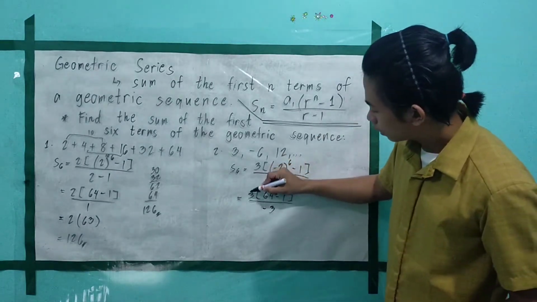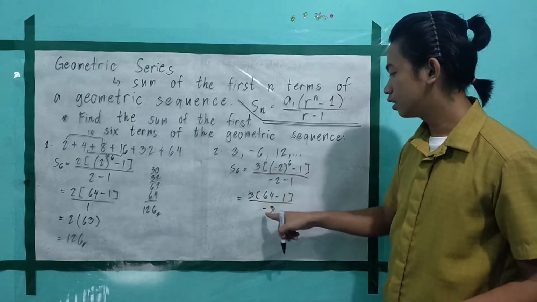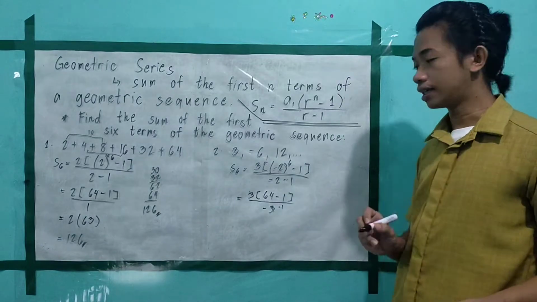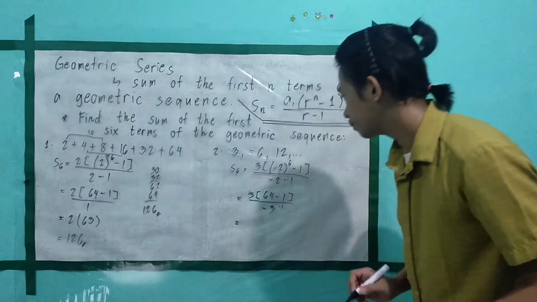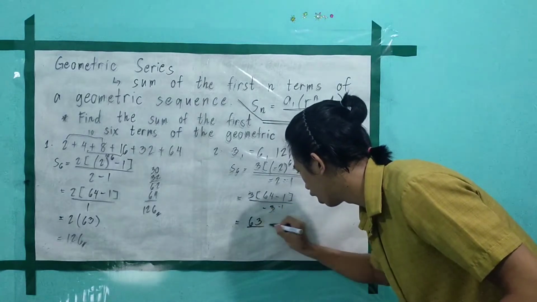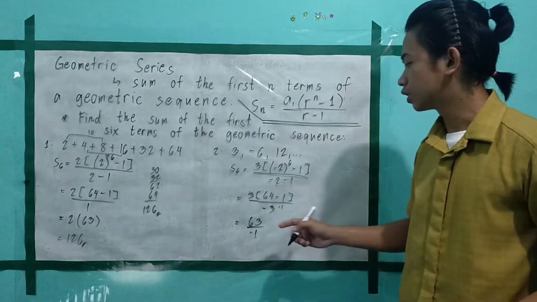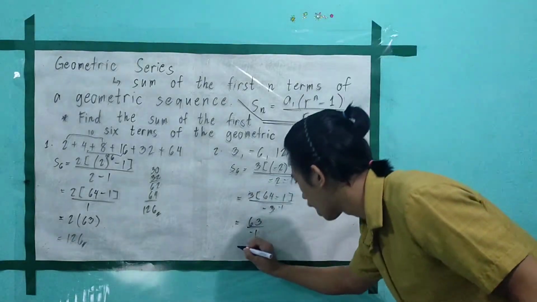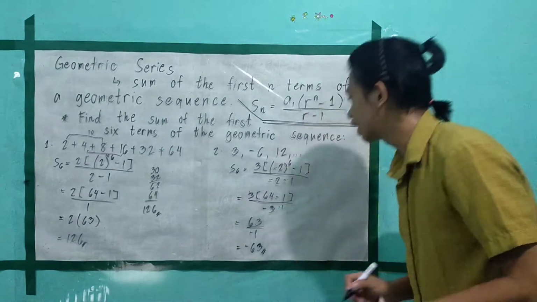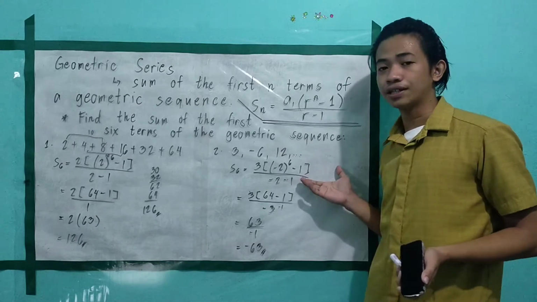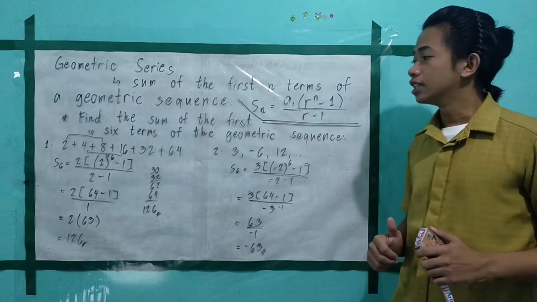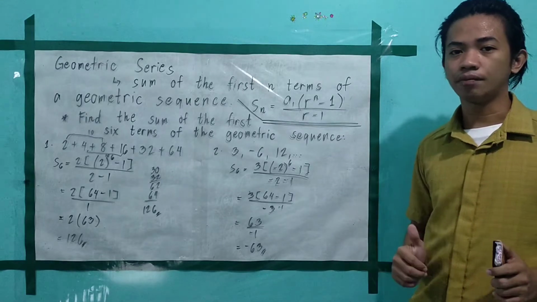Okay? So, pwede na rin natin itong cancelin. Okay, 3 divided by negative 3, we have negative 1. So, magiging negative 1 yung denominator natin. Is equal now to 64 minus 1, we have 63. All over negative 1. So, 63 divided by negative 1, we have negative 63. So, ayan yung sum ng ating first 6 terms dito sa sequence na to. Okay? So, next, let's proceed to problem number 3.